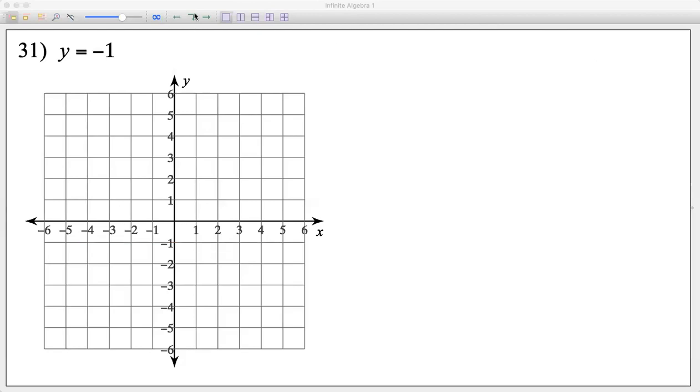All right. Let's not get lost. Number 32 is a vertical line at +4 on the x-axis.